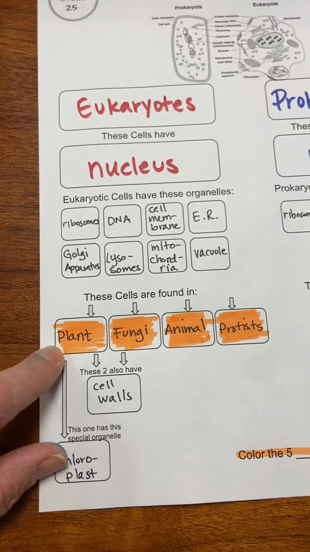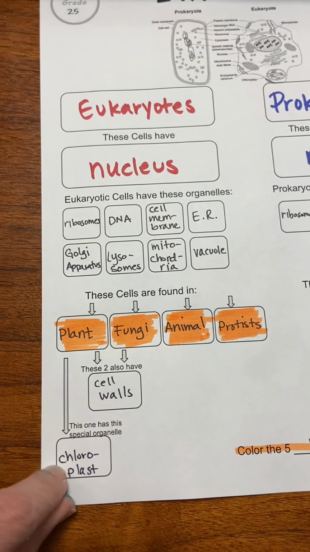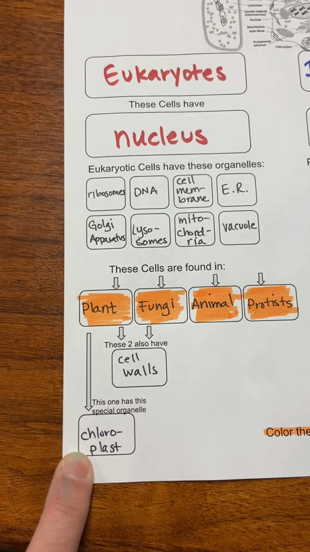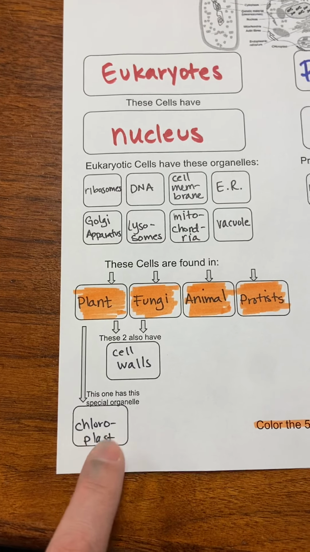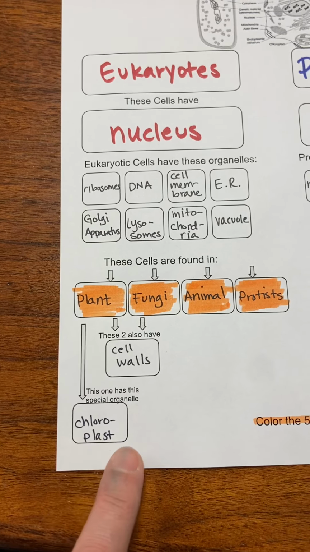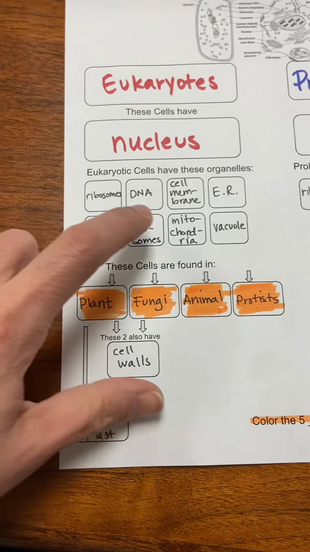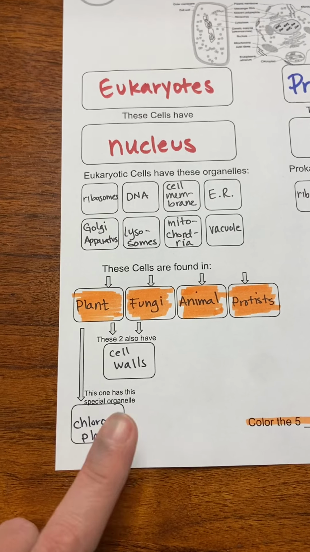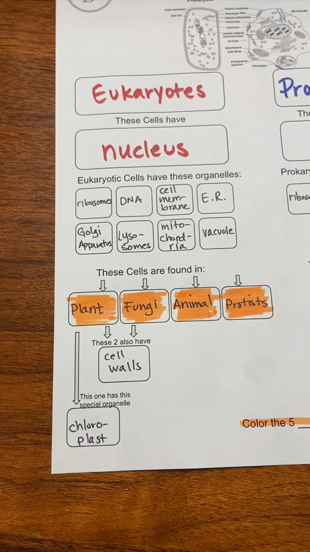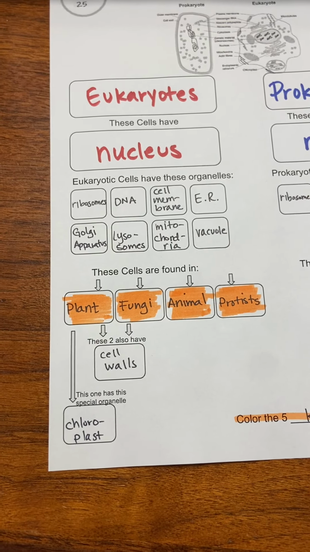Plants, though, are super special. Plants have this very unique organelle right here. Plants have chloroplasts. That's so important because that's turning sunlight into food. And then the mitochondria turns that food into energy. But it turns sunlight into food so that we can have food and it can turn it into biology.